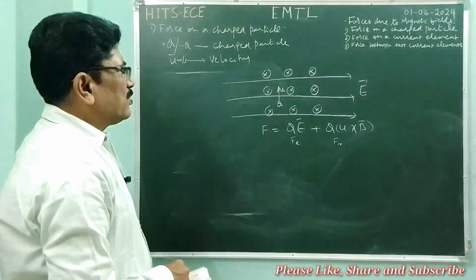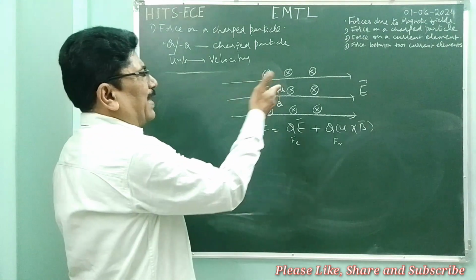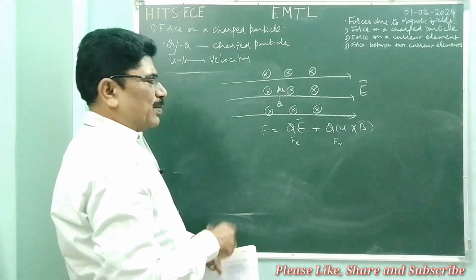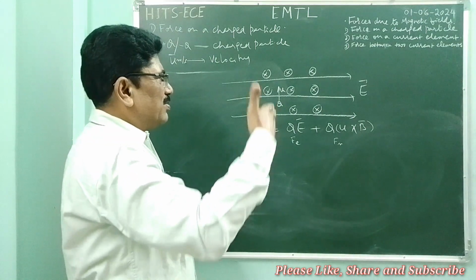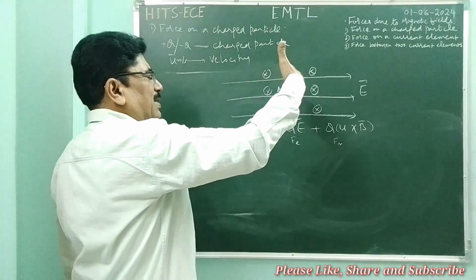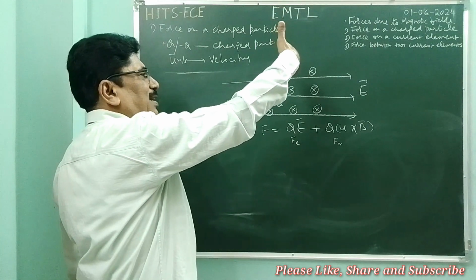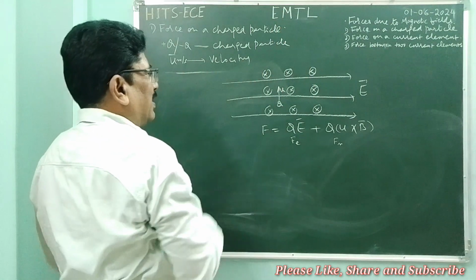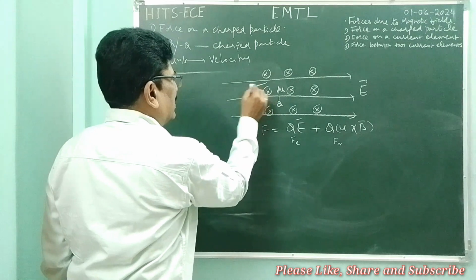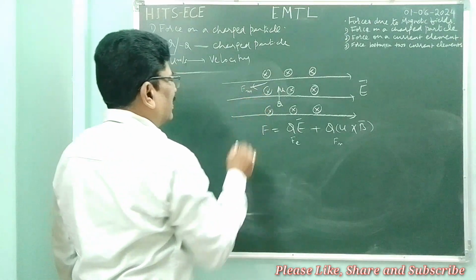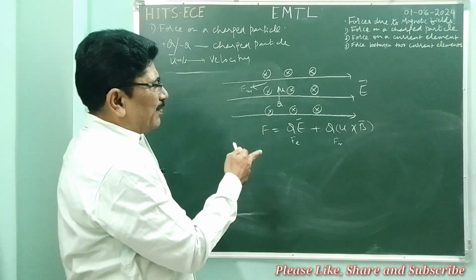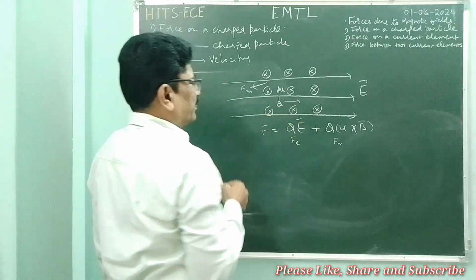What is the direction of force? With respect to the magnetic field only, we can find the direction of the force. The magnetic field is into the board, and the thumb shows the direction of movement of the charge, so the force due to the magnetic field will be towards the left side. And Fe is towards the right side.